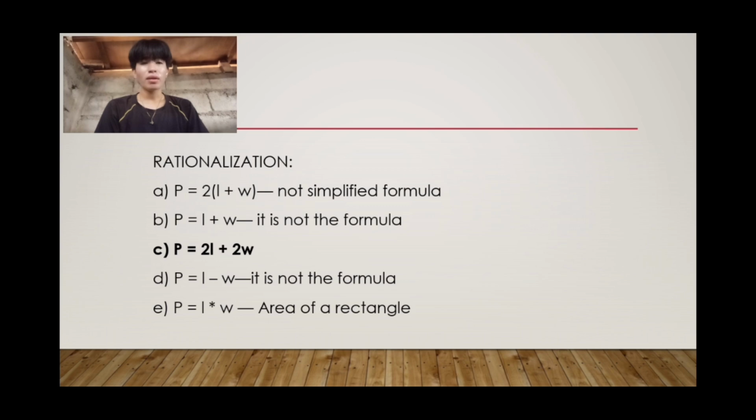B, length plus width is not the perimeter formula of the rectangle. Letter D, length minus width, is also incorrect. And letter E, perimeter equals length times width, that's the area of a rectangle.